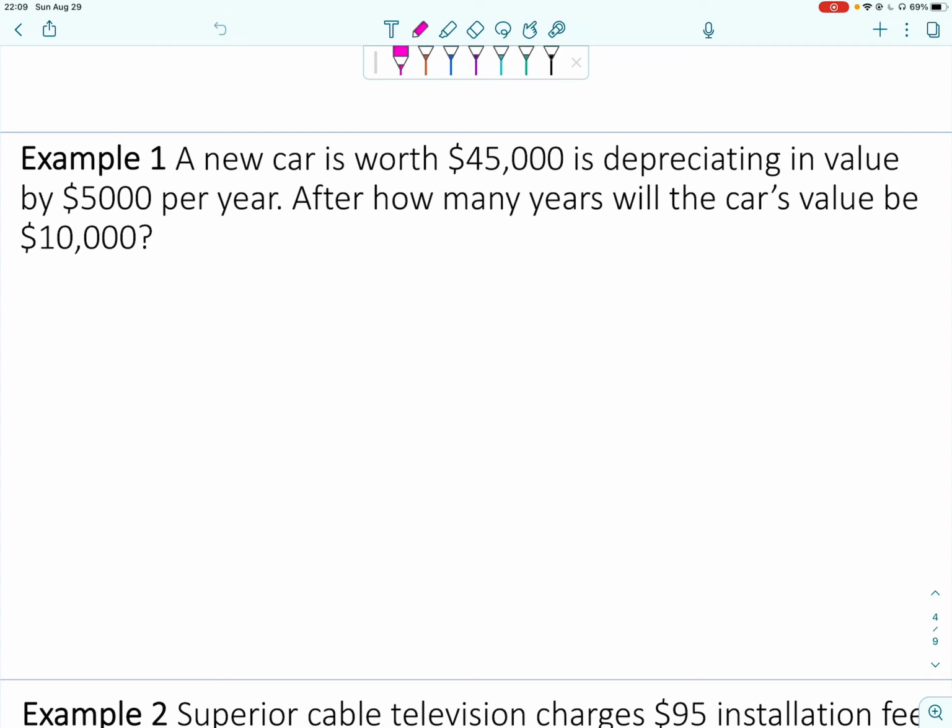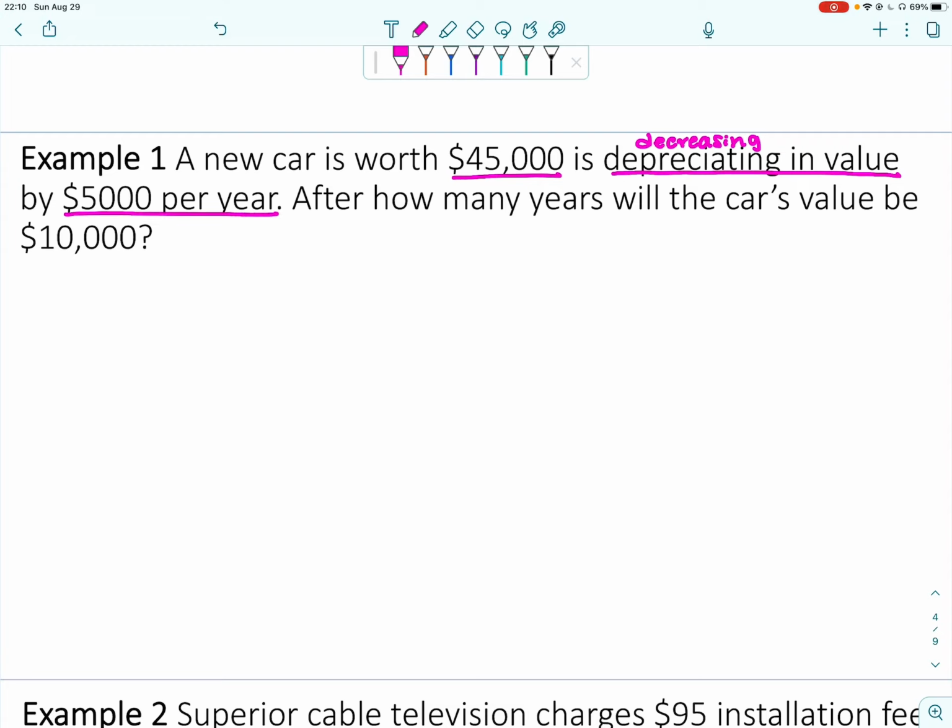So the first example, I have a new car that is worth $45,000 and it is depreciating in value by $5,000 per year. After how many years will the car's value be $10,000? So the current value, the new value of the car is $45,000. So I'm going to underline that because that's an important number. It is depreciating in value. So depreciating means decreasing. So if your car is depreciating in value, that means the value of the car is going down by $5,000 every year.